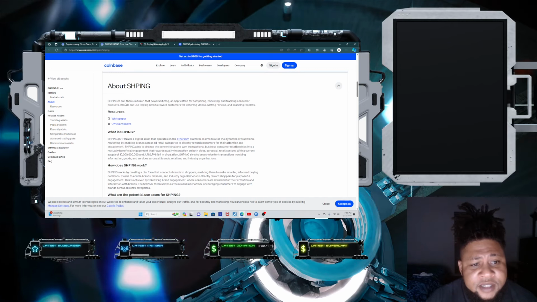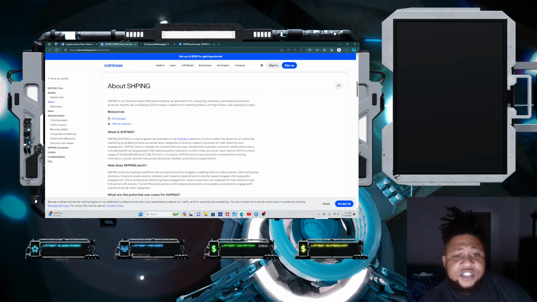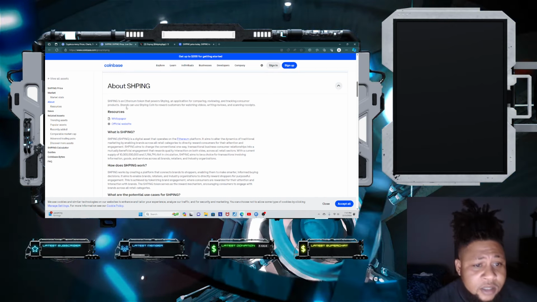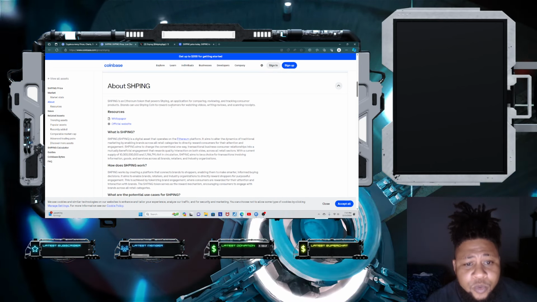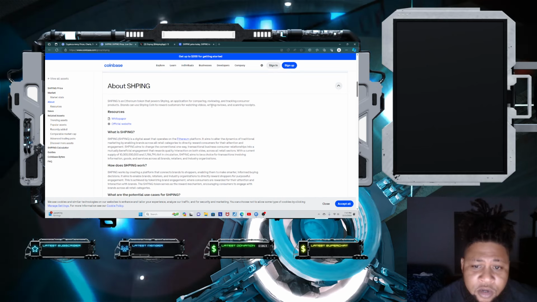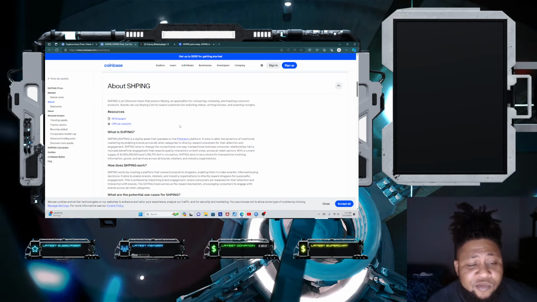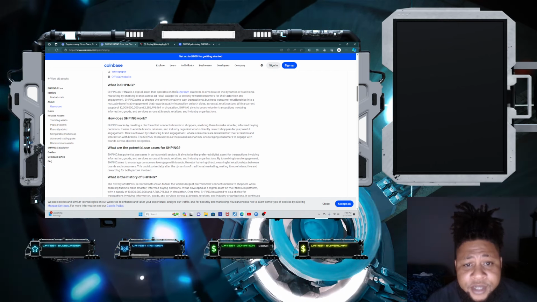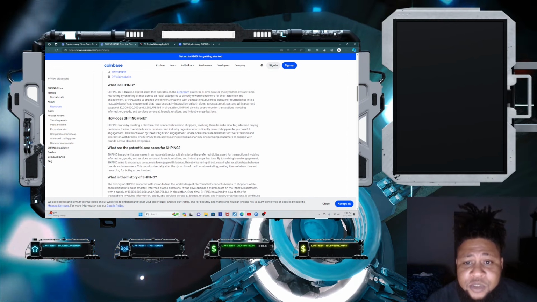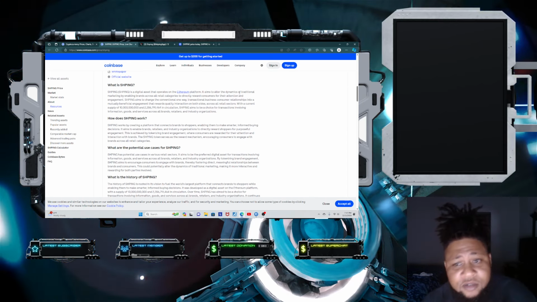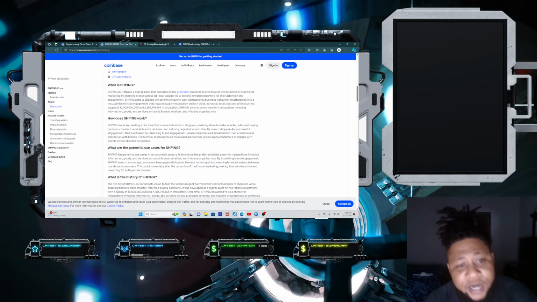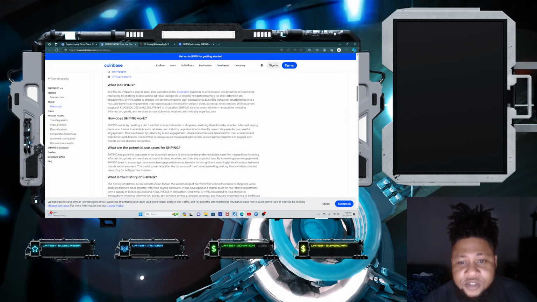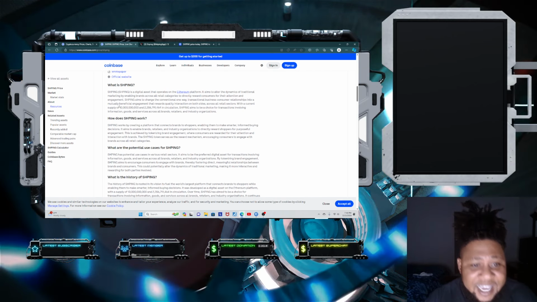All right, Shping is an Ethereum token that powers Shping, an application for comparing, reviewing, and tracking consumer products. Brands can use Shping Coin to reward customers for watching videos, writing reviews, and scanning receipts. Shping is a digital asset that operates on the Ethereum platform. It aims to alter the dynamics of traditional marketing by enabling brands across all retail categories to directly reward consumers for their attention and engagement.